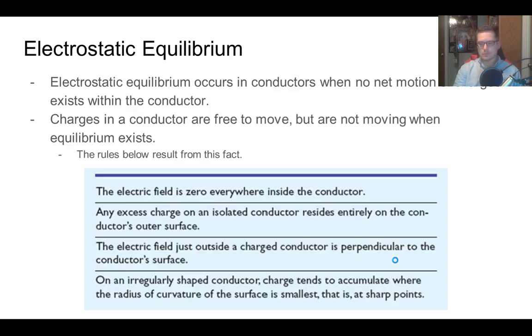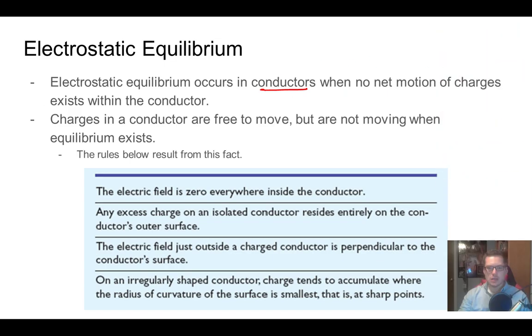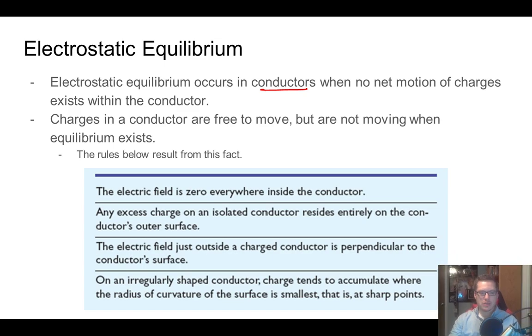Last little thing here is electrostatic equilibrium. Electrostatic equilibrium occurs in conductors when there's no net motion of charges within the conductor. So your charges are not moving. You've got some conductor, maybe a metal sphere or a wire, and the charges are not moving.